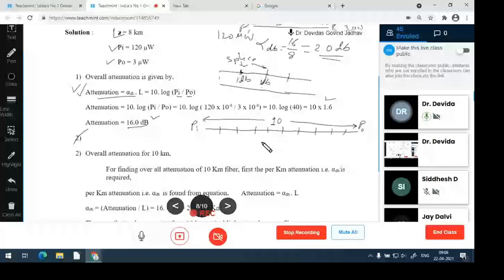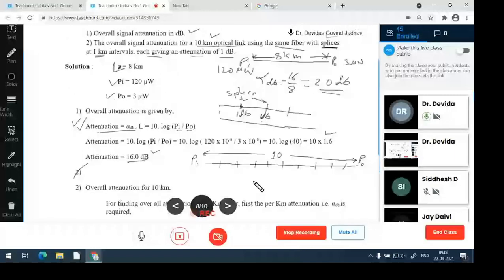So these are the 9 splices. So 1 kilometer, 2 kilometer, 3 kilometer, 4 kilometer, 5 kilometer, 6 kilometer, 7 kilometer, 8 kilometer, 9 kilometer, 10 kilometer. And splices are 1, 2, 3, 4, 5, 6, 7, 8, 9. Okay. So for 10 kilometer fiber, 9 splices are required. Okay. Take this problem now again.